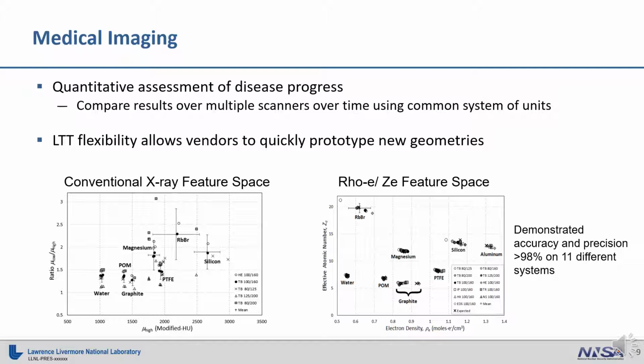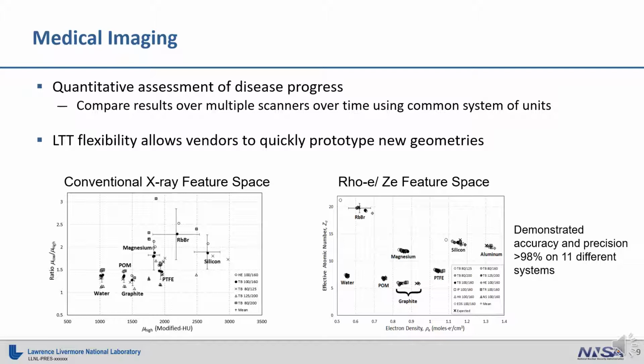And here we scanned a couple of materials like water, graphite, Teflon, magnesium, and we're putting scatter plots of just different CT scanners. And you see they're all over the place. They all overlap. Well, if you use what we call our SIRS processing, you get these really tight clusters that you can see on the right plot.